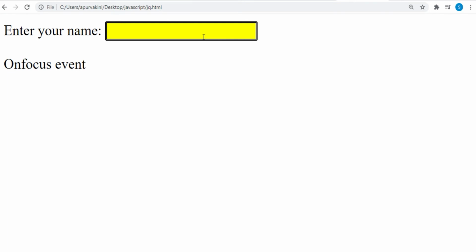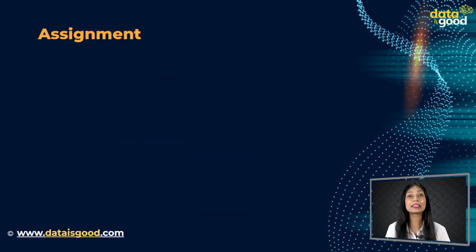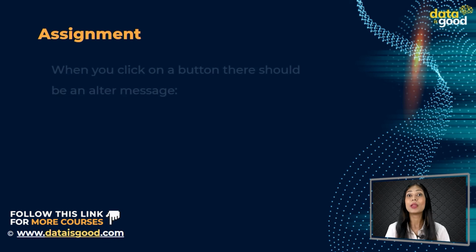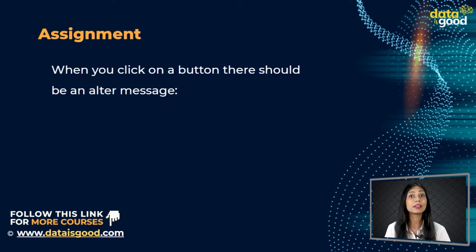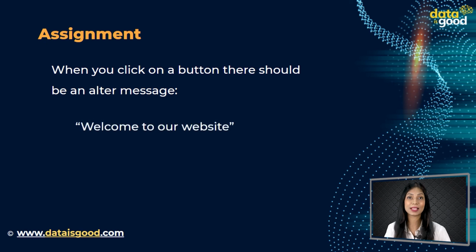Well, these are a few examples of DOM events. We will have detailed examples of more events in the next lecture of the course. And here is an easy assignment for you all. When you click on a button, there should be an alert message: Welcome to our website. In case you want a hint, use the onClick function.